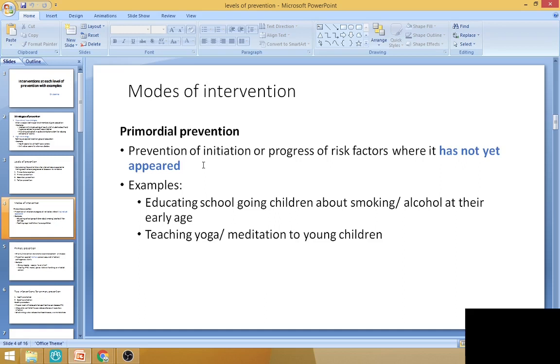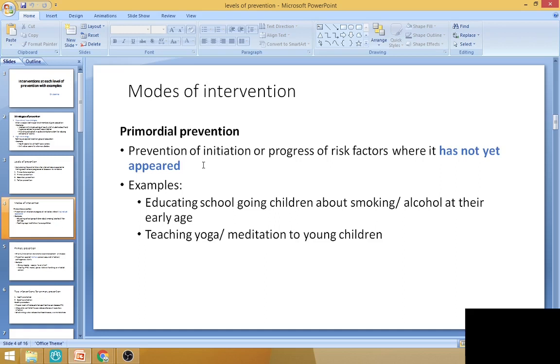So we know that children are not at risk. They are at a young age. At a young age, they are not at risk of developing hypertension or cardiovascular diseases or diabetes. Diabetes, I mean not the genetic one, but the type 2 diabetes. They are not at risk when they are at the stage of being children. So if we make them aware of smoking, alcohol, and bad habits from that time onwards, then such kind of prevention is called primordial prevention. I hope everyone is clear.